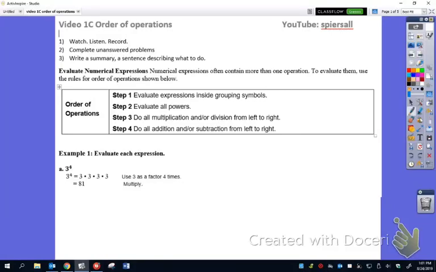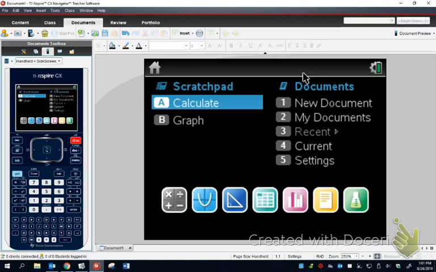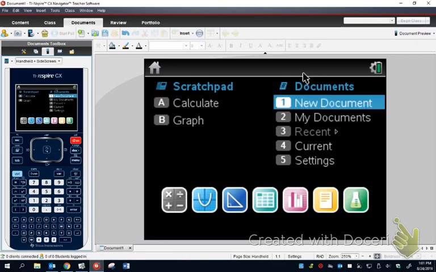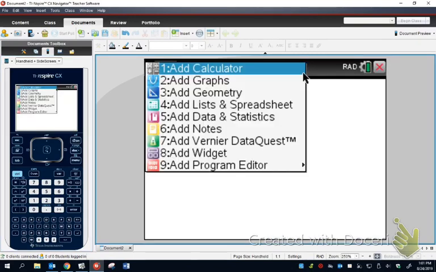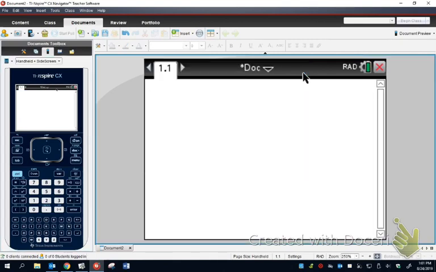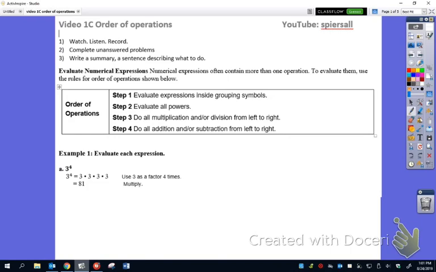So you're getting comfortable with the computer, the calculator, and so when you get the screen, the very first thing is you're gonna hit the number 1, and then you're gonna see these options, and so calculator is a 1, okay? That's gonna put you to a calculator screen. When that little page comes on at the very beginning, you're just gonna hit enter, and then you're gonna hit 1 for new document, and then 1 for calculator, okay? So that's going to help you get to a calculator screen.